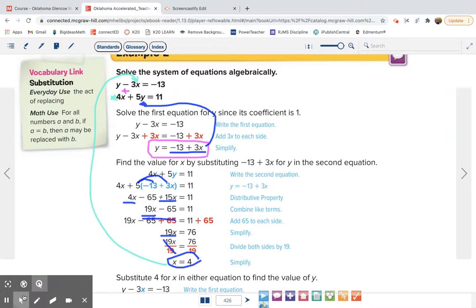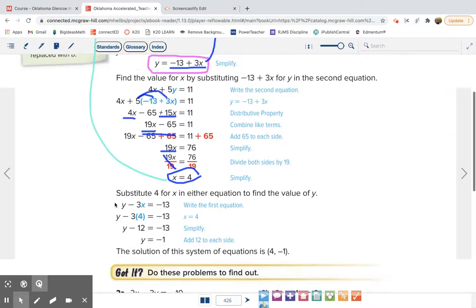Okay, so let me scroll down some. So now I have y minus 3x, but instead of x, I'm now going to replace it with 4. So y minus 3 times 4 equals negative 13. Negative 3 times 4 is negative 12. To get y by itself here, we add 12 to both sides of the equal sign. And I get y equals negative 13 plus 12 is negative 1. So my x is 4, my y is negative 1.